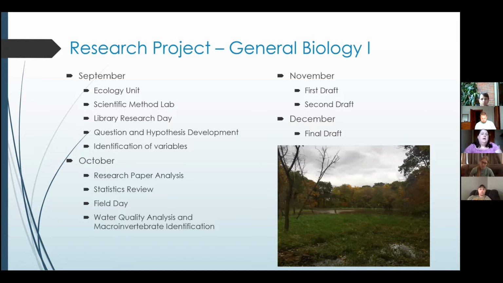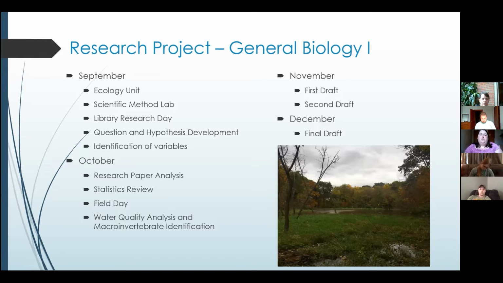And so I started this project as a whole semester project for Gen Bio 1. In September, the ecology unit was that first unit that we went over in lecture. And then in the lab portion, I started building that foundation with my students. We did a scientific methods lab. Then we had a day in the library where students did research. So they were introduced to all of these different water quality parameters and macroinvertebrates.